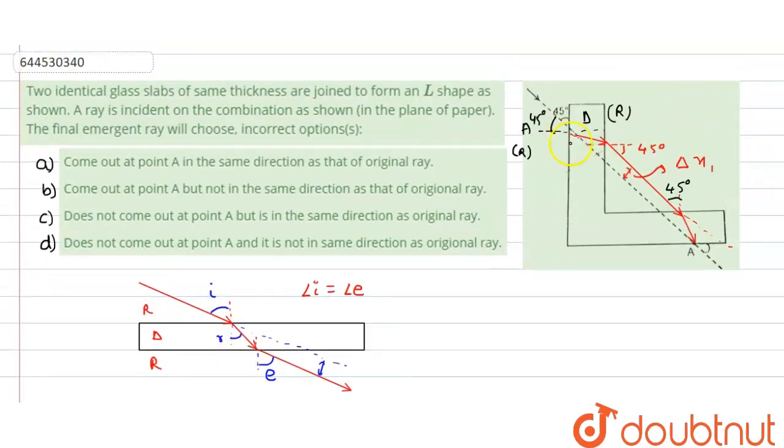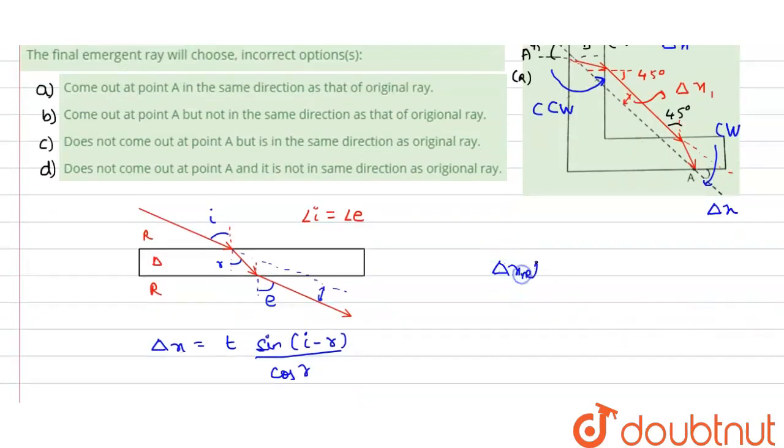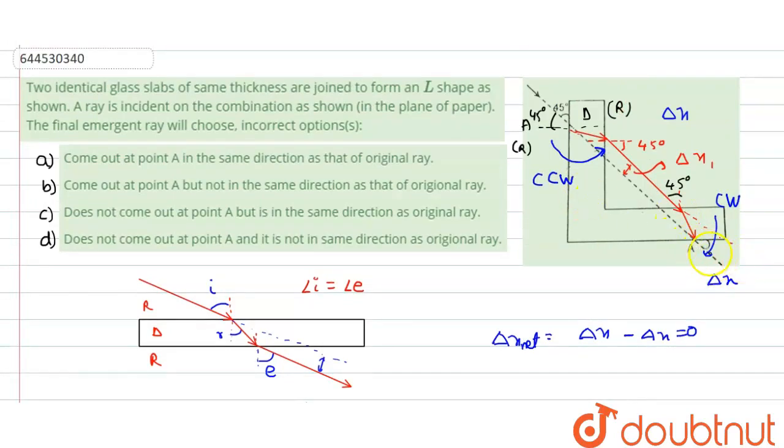We can observe that in the first slab the ray shifts in the counterclockwise direction, while in this slab it shifts in the clockwise direction, with the same value of shift. They are equal and opposite, so the total shift is zero: delta x net equals delta x minus delta x, which equals 0. That means finally there is no shift, so the ray comes out at point A itself. This is the correct option.